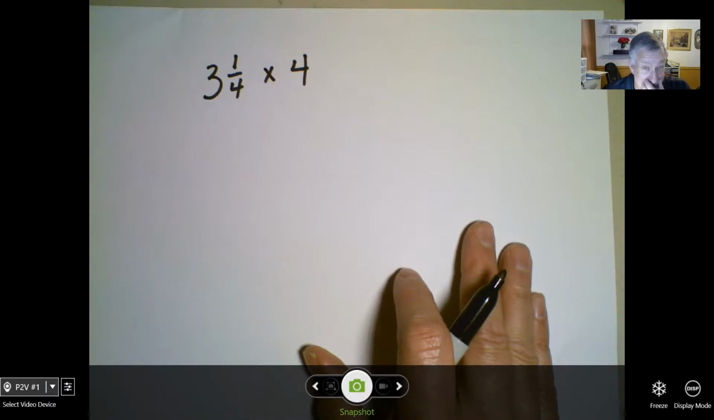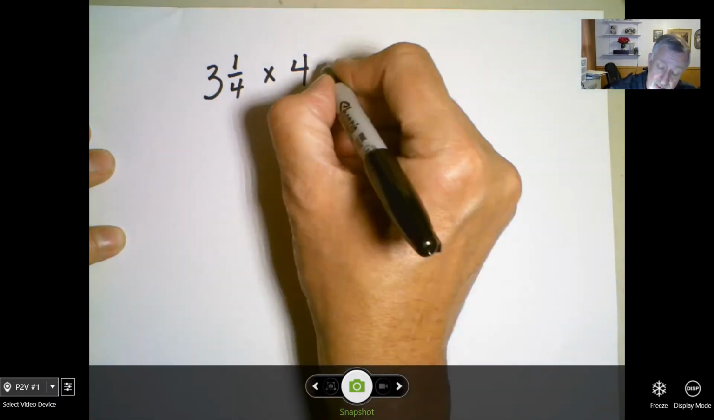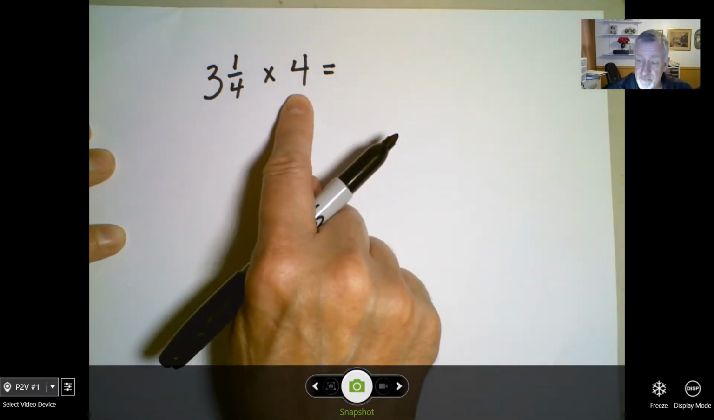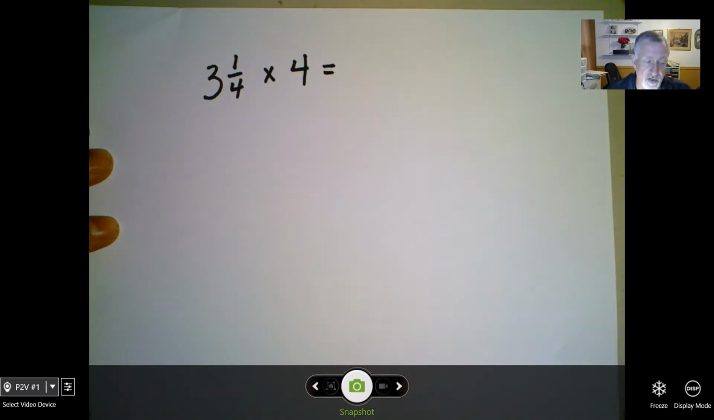Here's one I would like you to try. Let's say that one side is 3 1/4, and we are going to multiply that by the other side, which is 4. I'd like you to try and solve this one. I'm going to pause the video and give you a moment to do that.